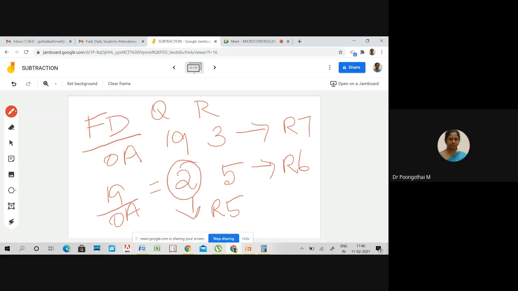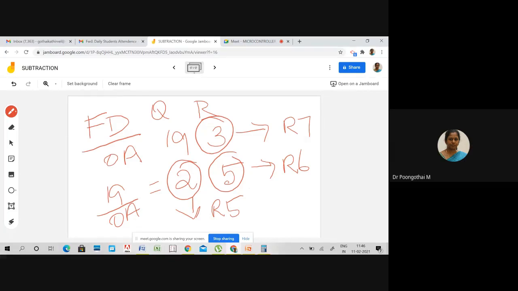So this is the exact conversion of your FD. 253 is the decimal equivalent for FD. In this way, we can convert your hexadecimal value into a decimal value. So this operation is converting your digital values into decimal values.